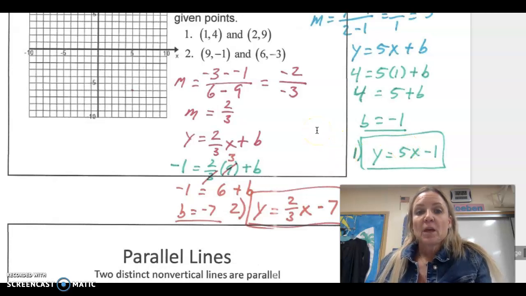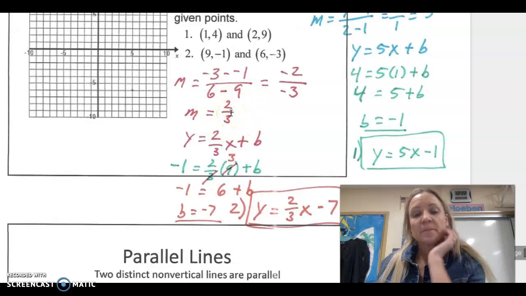Okay. Number 2, same thing. We're going to find the slope by plugging in the formula. So y minus y, so the negative 3 minus the negative 1, and the 6 minus 9 in the denominator. So we get negative 2 over negative 3, which simplifies to positive 2/3.